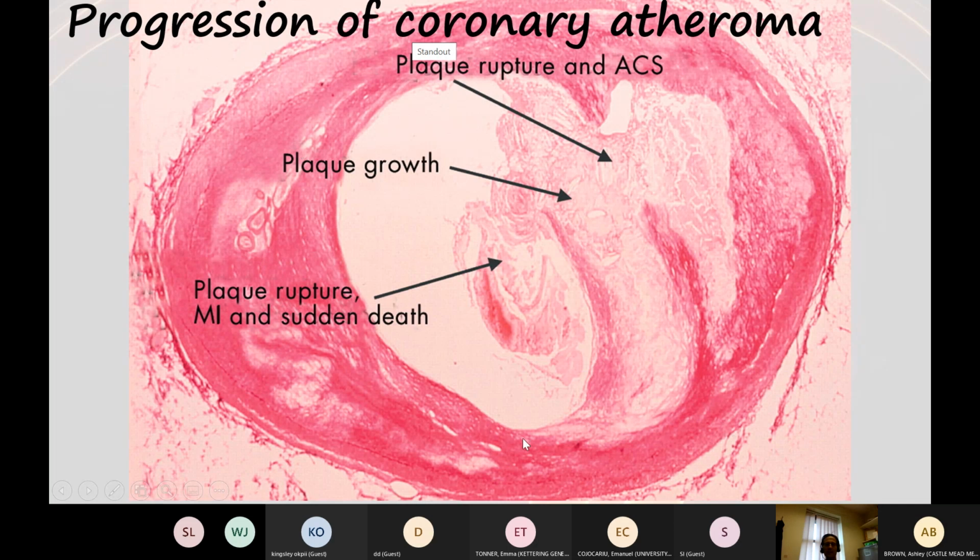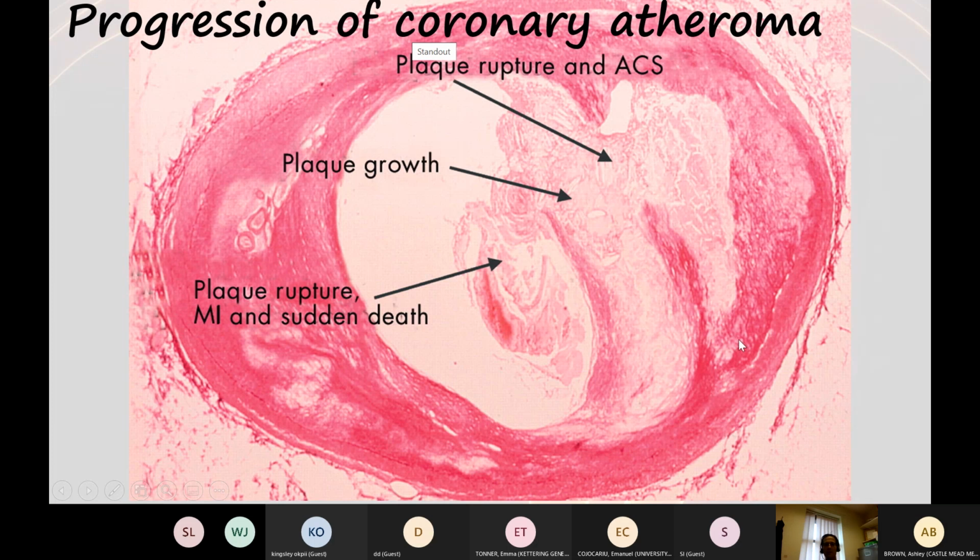And there may be a very thick fibrous cap over this plaque that is not in any danger of rupturing, so that although this is obviously not a nice thing to be happening to the artery, it might not actually be putting the patient at risk of anything happening.